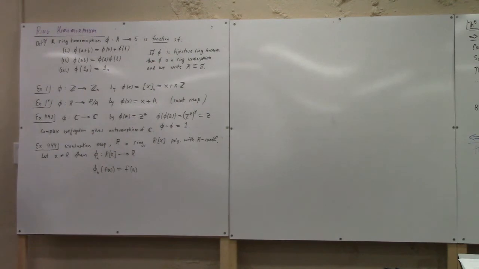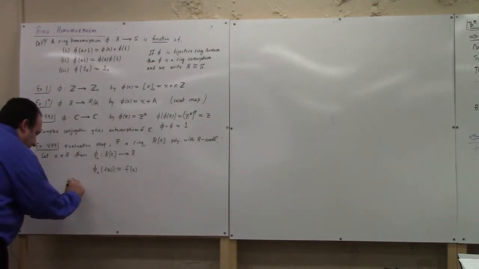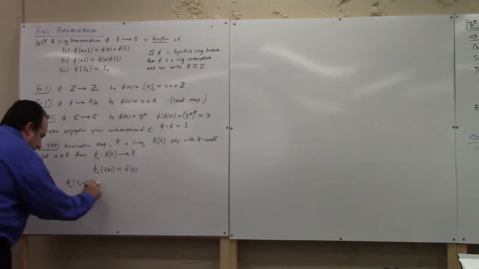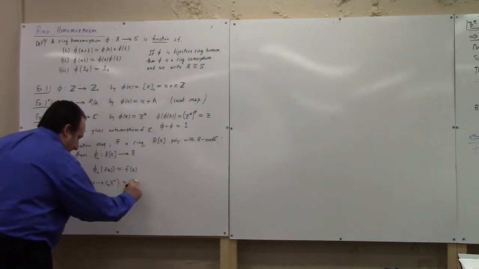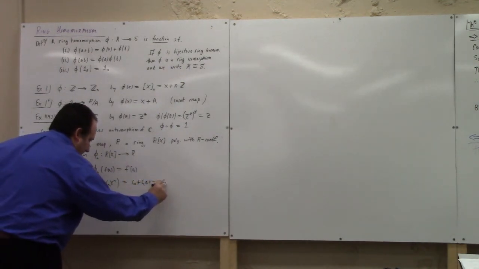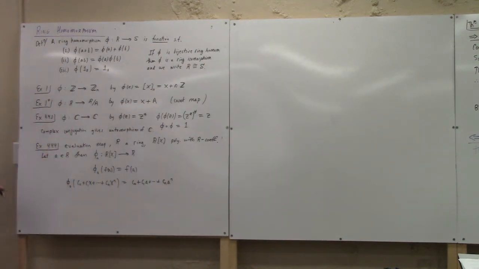To be more explicit, what I'm saying here is phi A of C0 plus C1x plus and so on plus Cnx to the n. Well, what's that equal to? Replace the x with the A, right? This is the so-called evaluation map, and you can prove that this satisfies criteria 1, 2, and 3. It is a ring homomorphism, the natural ring homomorphism from the polynomials over the ring to the ring itself. How many different evaluation maps are there? Like I said, it depends on how big your ring is, doesn't it? But you can have a lot of them.